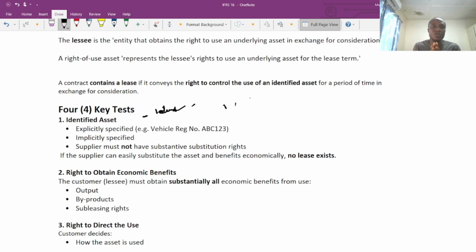So it is very important that we can clearly identify the asset. Also, the asset that we are going to give out to the lessee should not provide any substitute right.